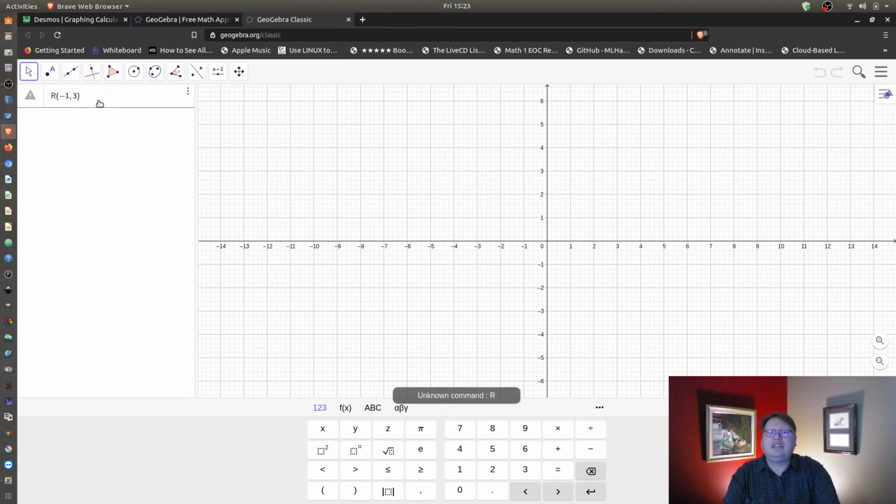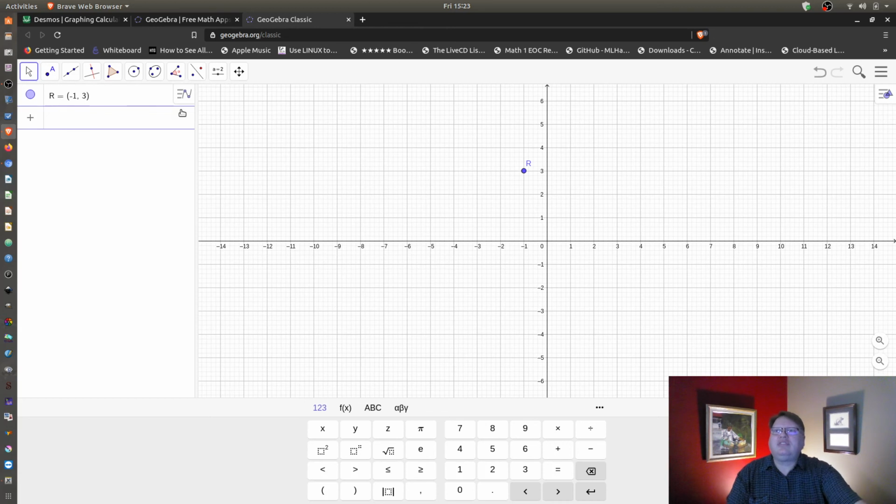And see if it takes it. And it says unknown command R. Well, that's because I didn't remember the notation, and I think it requires us to type an equal sign. And yes, that's the case. So R is (-1, 3), and you notice it plots the point for you onto the coordinate plane.